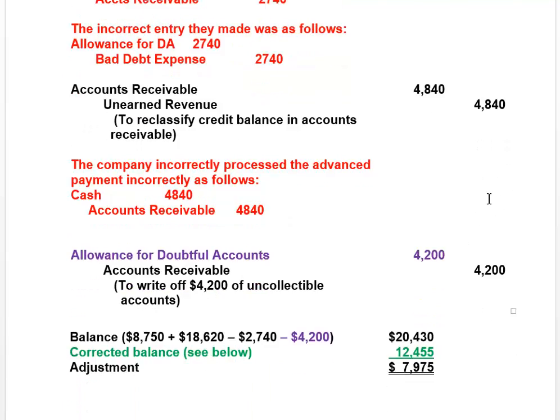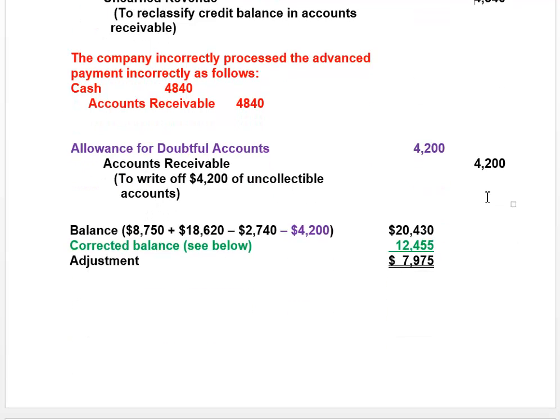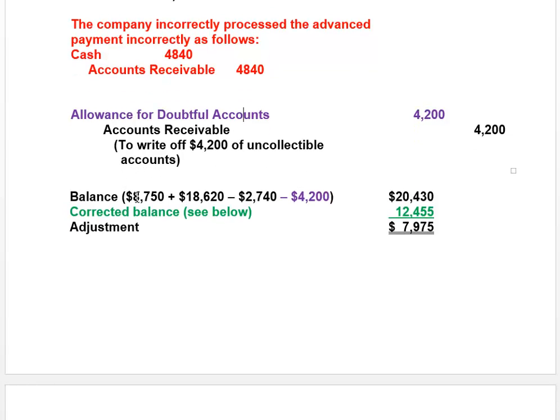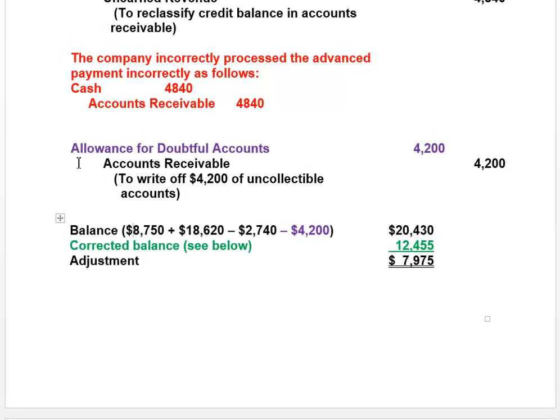We also indicated that another error the company made was not to make the $4,200 write-off. So we're making it here. We're debiting the allowance and crediting the account receivable to write off the $4,200 that they never did. So now with these three corrections in mind, we're going to calculate the new balance in the allowance for doubtful accounts.